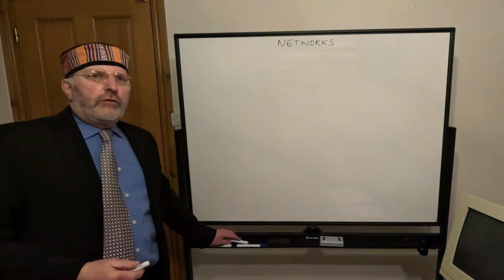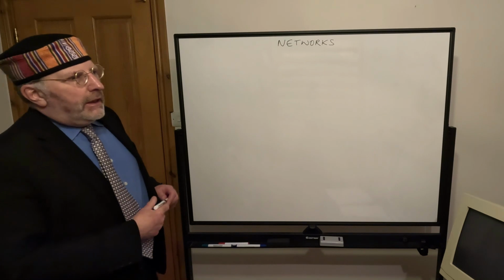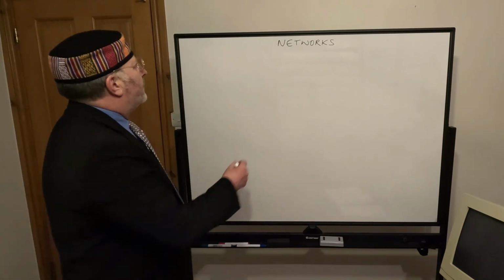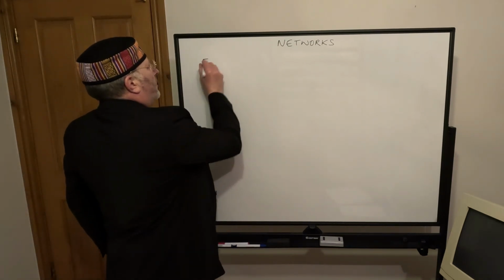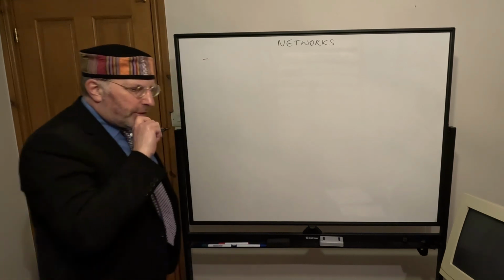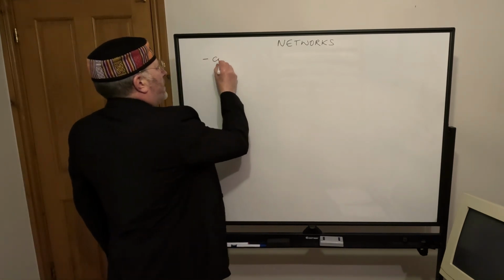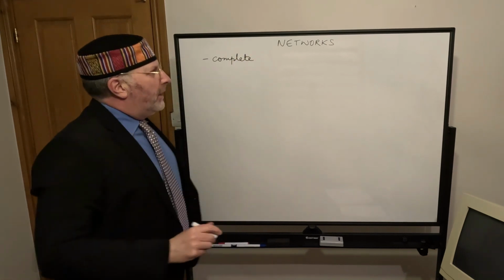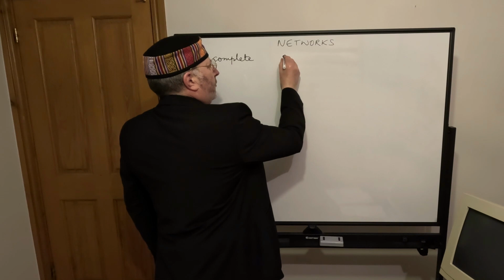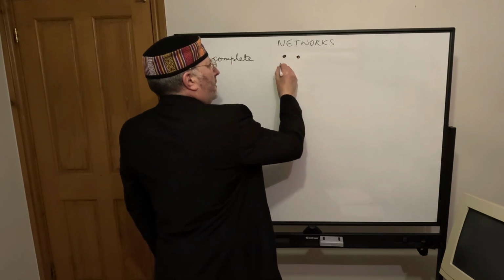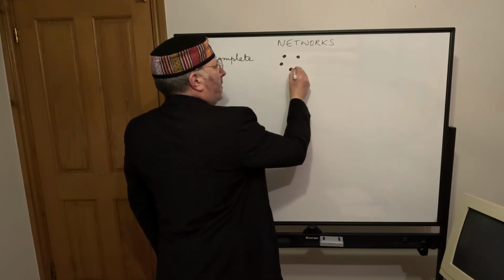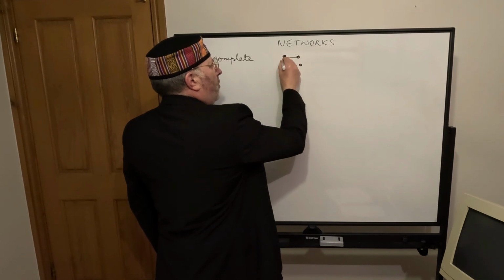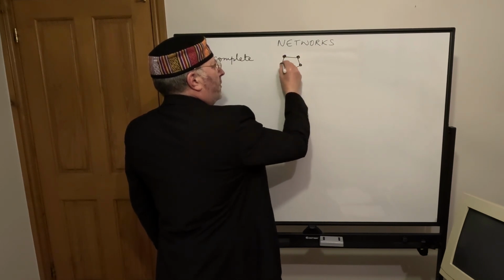Okay, I'm now going to consider some different types of networks. So the first one to consider is a complete network. A complete network is one where all the nodes are connected to all the other nodes.